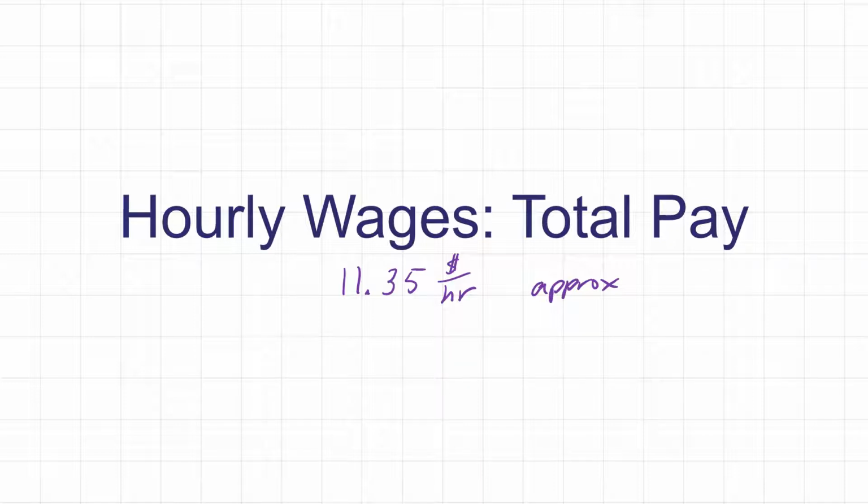But hourly wages can vary widely. For example, a construction worker gets paid approximately $18 an hour in BC on average. So depending on what you do and how much experience you have, your hourly wage is going to be quite different.